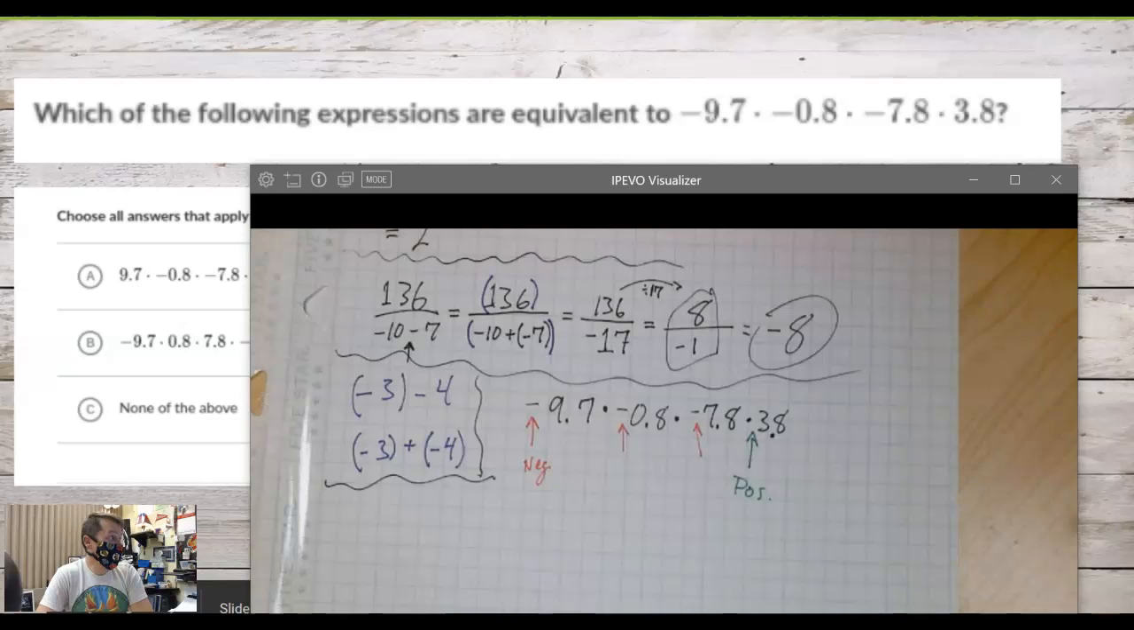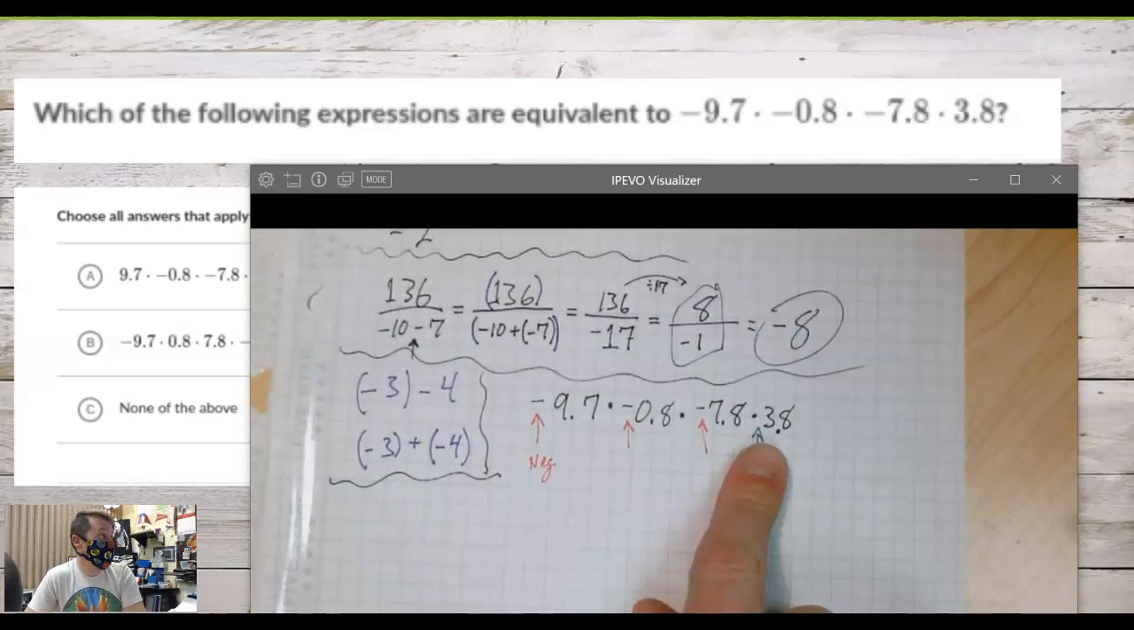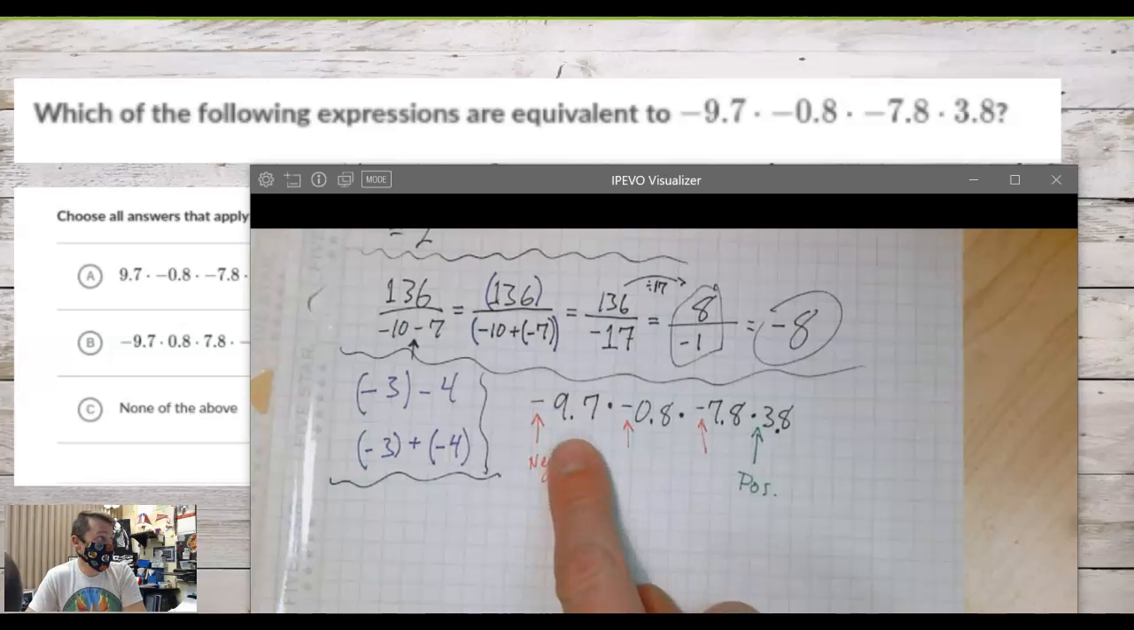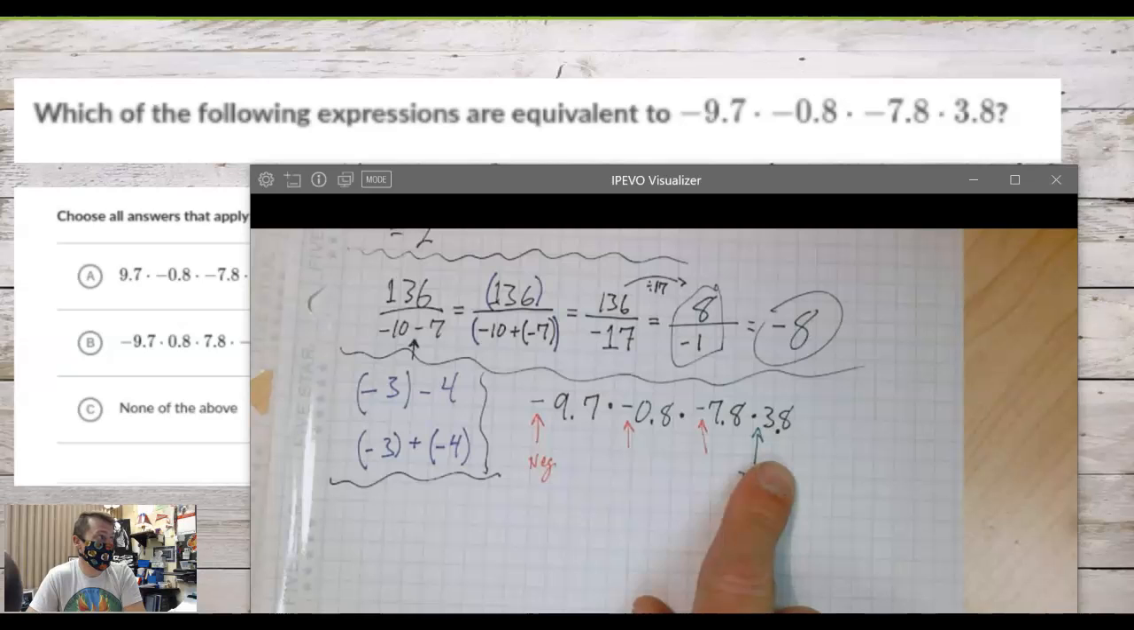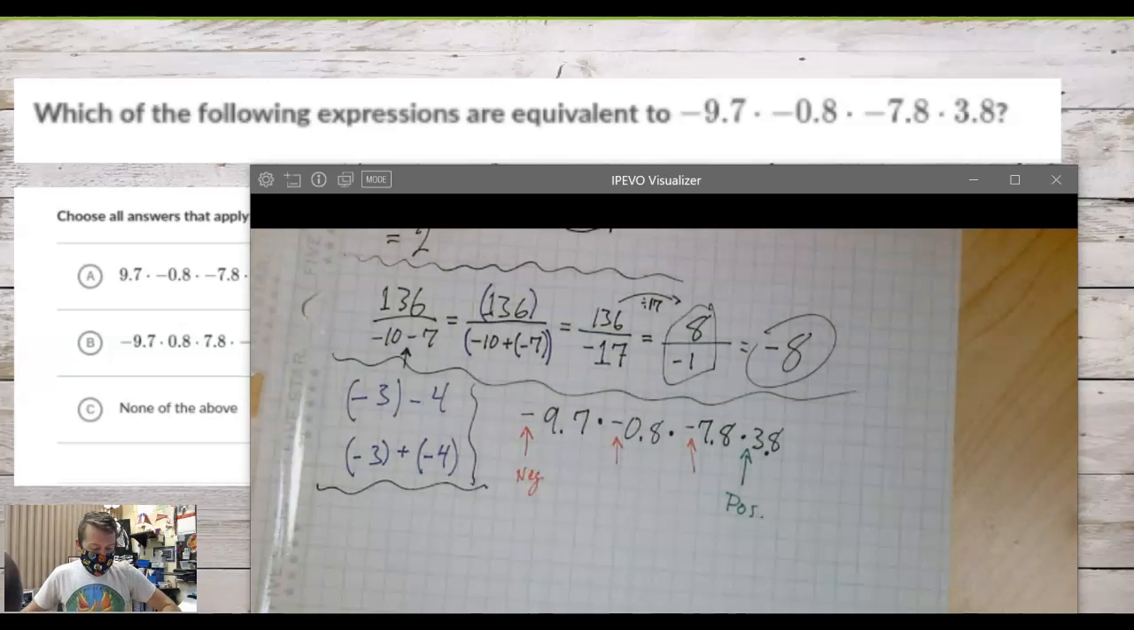So this is a really, really tricky problem, and sorry I've got some other stuff going on, but this is the problem that we're looking at, right? Negative 9.7, negative 8/10, negative 7.8, and a positive 3.8. Here's what makes this problem so tricky.